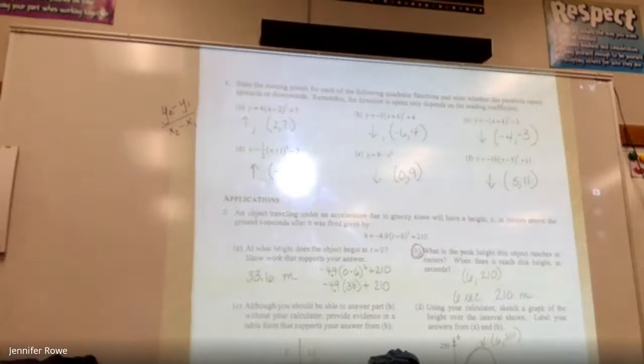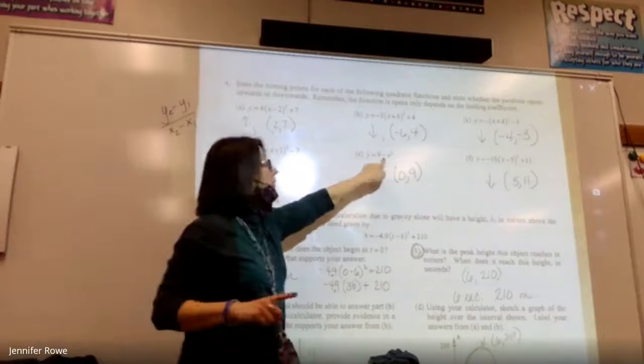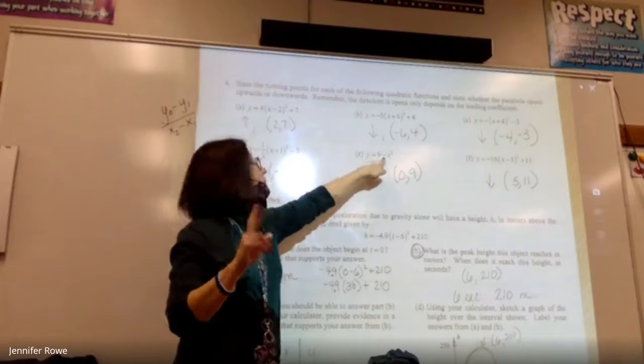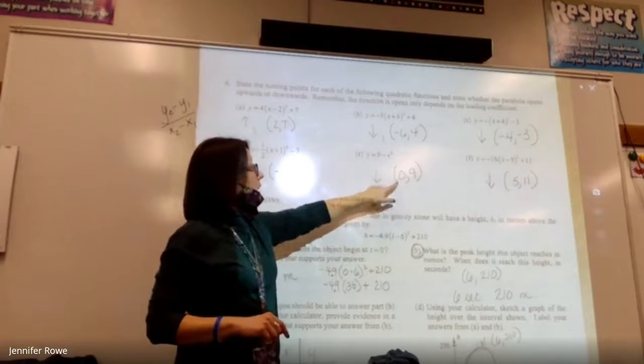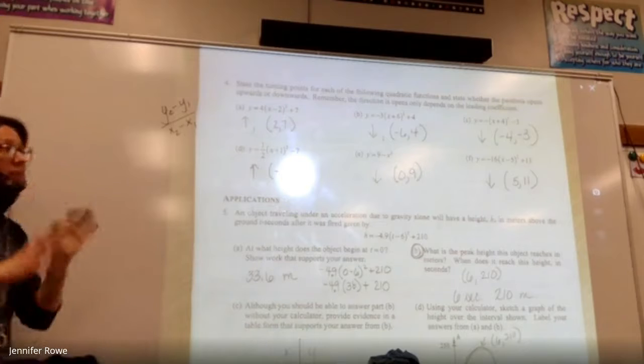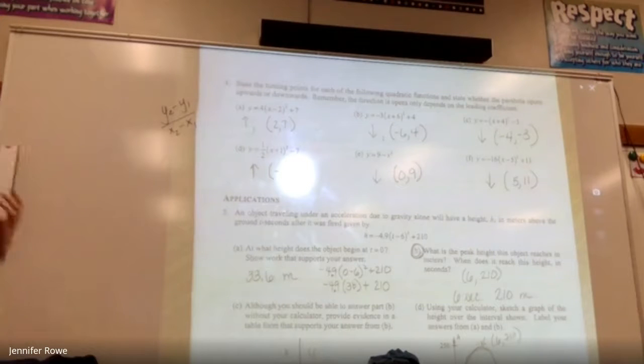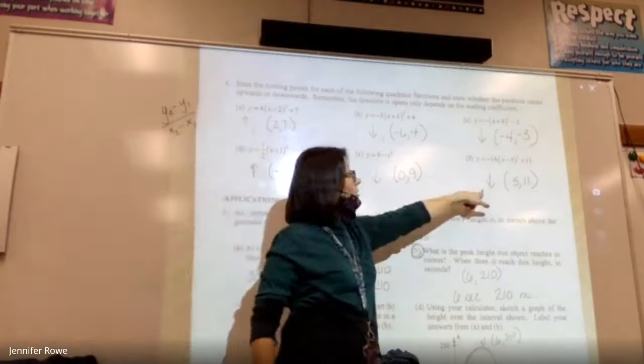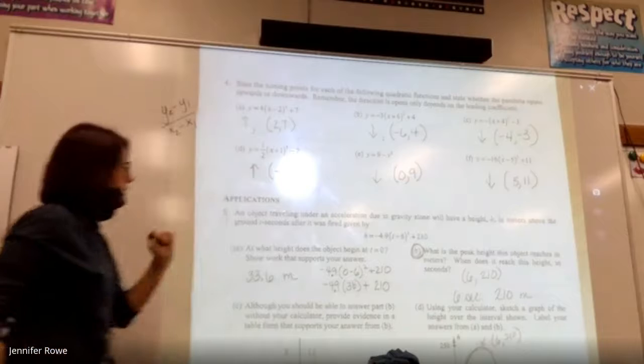Letter C opens down. Turning point is negative 4, negative 3. Letter D opens up. Turning point is negative 1, negative 7. Letter E opens down. Don't be caught by that. That's your leading coefficient. The order is reversed there. So it opens down, and your vertex is 0, 9. It's not shifted to one of the two sides. It's missing the middle term there. And then the final one opens down, and the vertex is 5, 11.